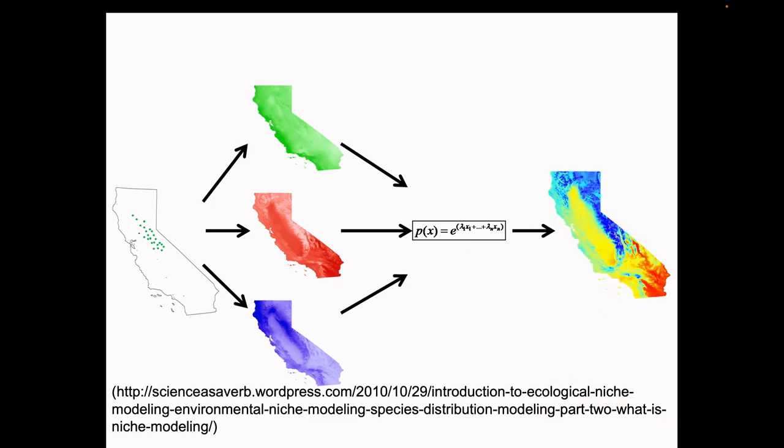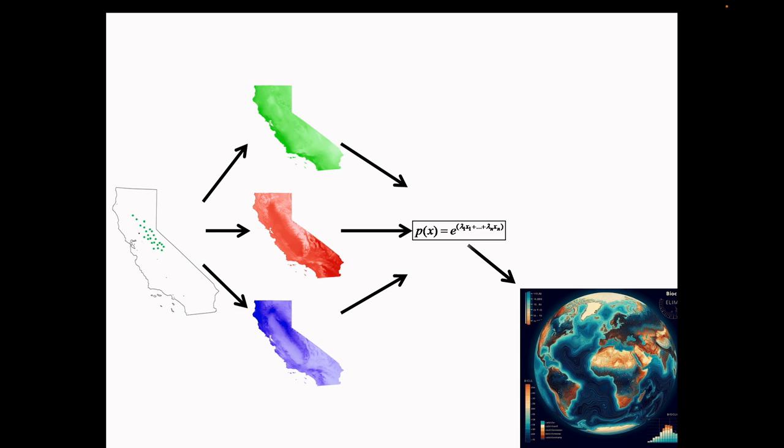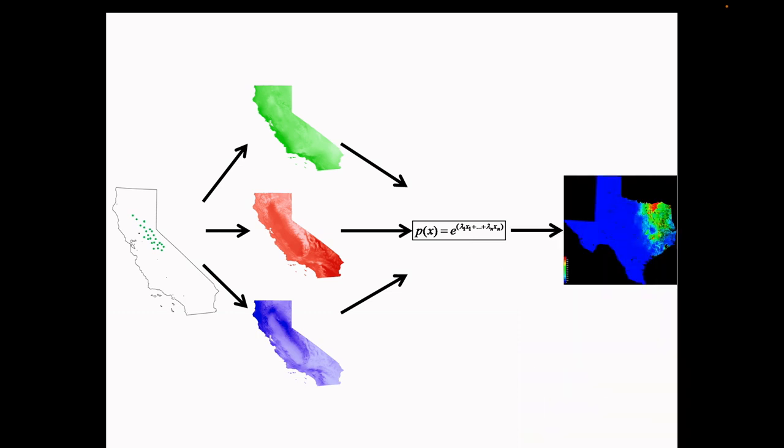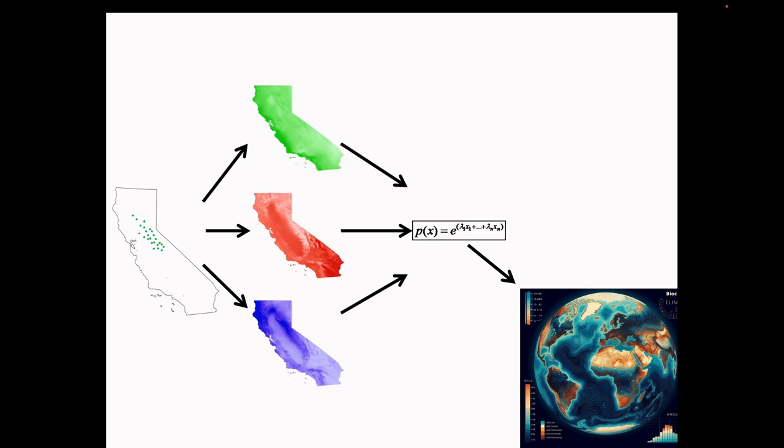So you can do this. You can take your points and make predictions for California. You cannot take your points and make predictions for Texas. You cannot take your points and make predictions for the whole world if the spatial extent of your environmental layers and your points is for just California.